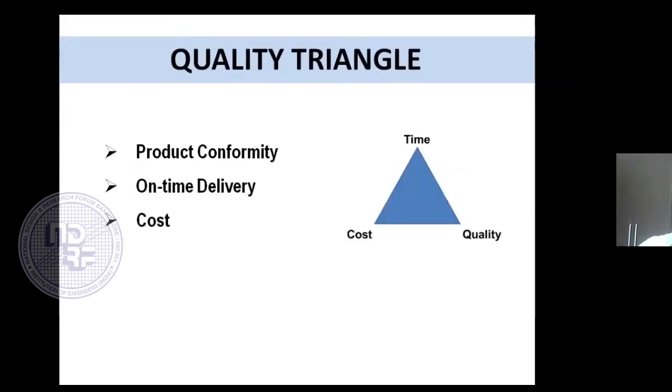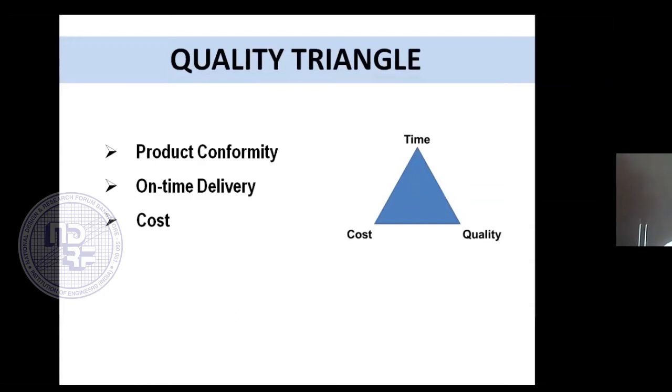Let us come to the quality triangle. Whenever the word quality is used, going by the definition, it means the ability of a product or service to meet the requirements. And what are the requirements from the customer? One is product conformity, which means the product that is made is able to perform the way it is designed to perform, or the way it is desired to perform.